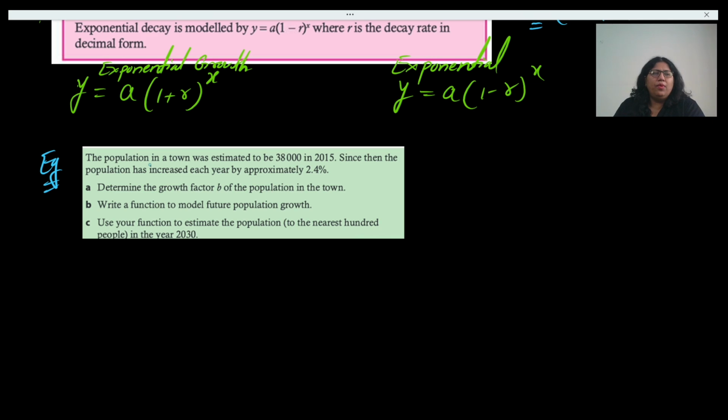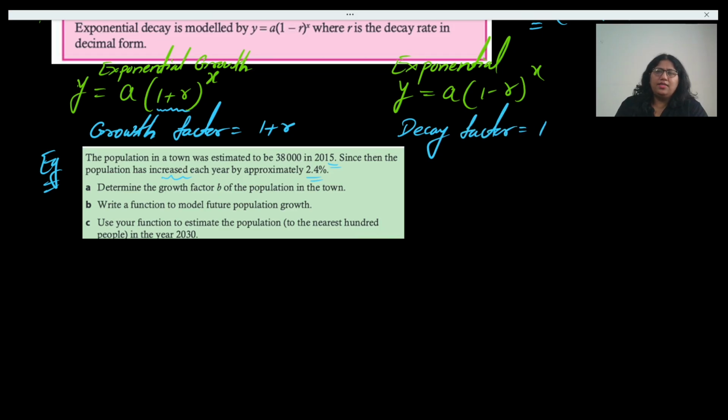Here it's written: the population of a town was estimated to be 38,000 in 2015. Since then the population has increased each year approximately by 2.4%. Determine the growth factor b. Now this is known as the growth factor. Whenever you have this formula, the growth factor is 1 plus r, and the decay factor is 1 minus r.